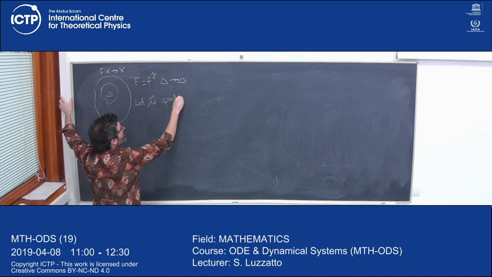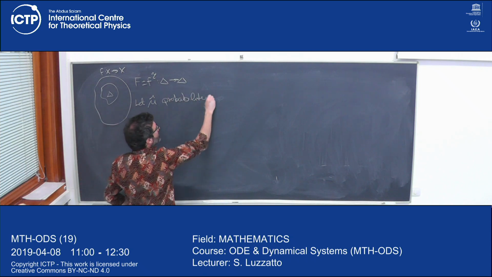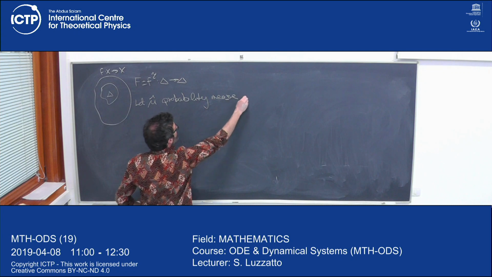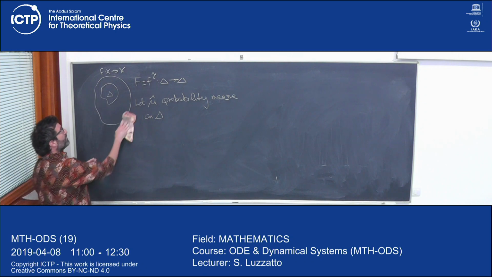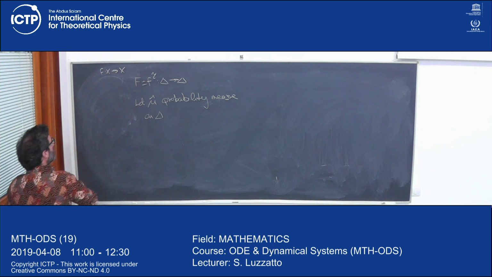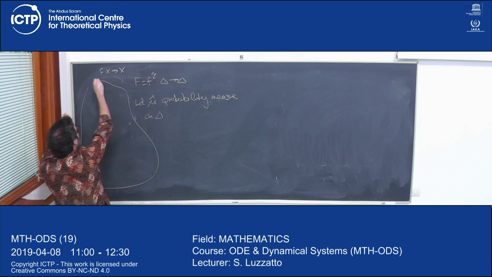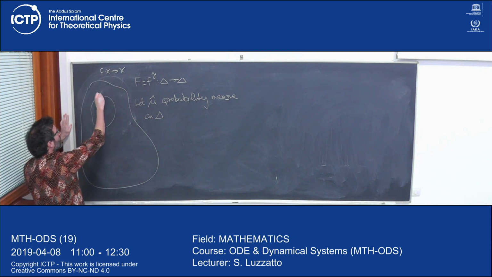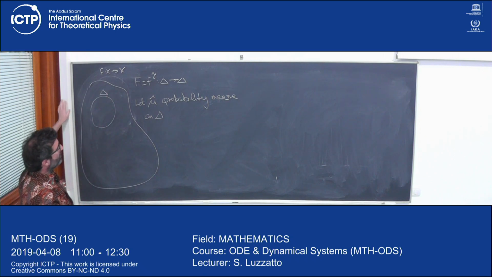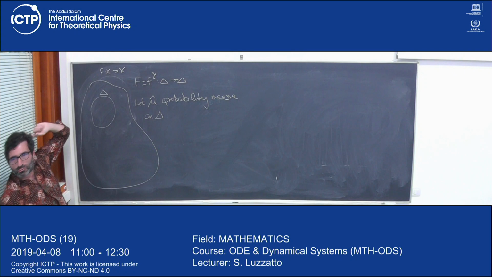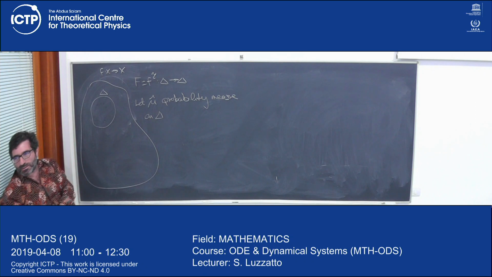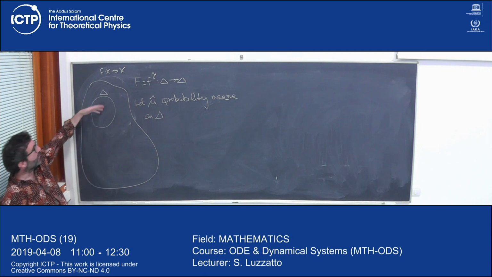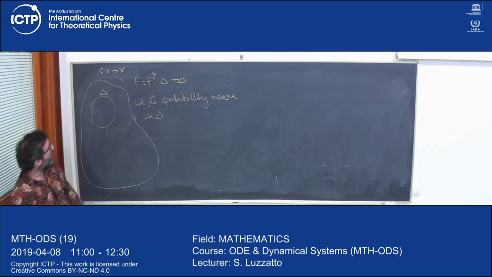let mu hat be a probability measure on delta. I'm going to describe a general formula to take this measure and spread it out on our space using the dynamics. Any measure, okay? And then we'll see the special case in which mu hat is our invariant ergodic measure, but for the moment it's just any measure, but we have this induced map.